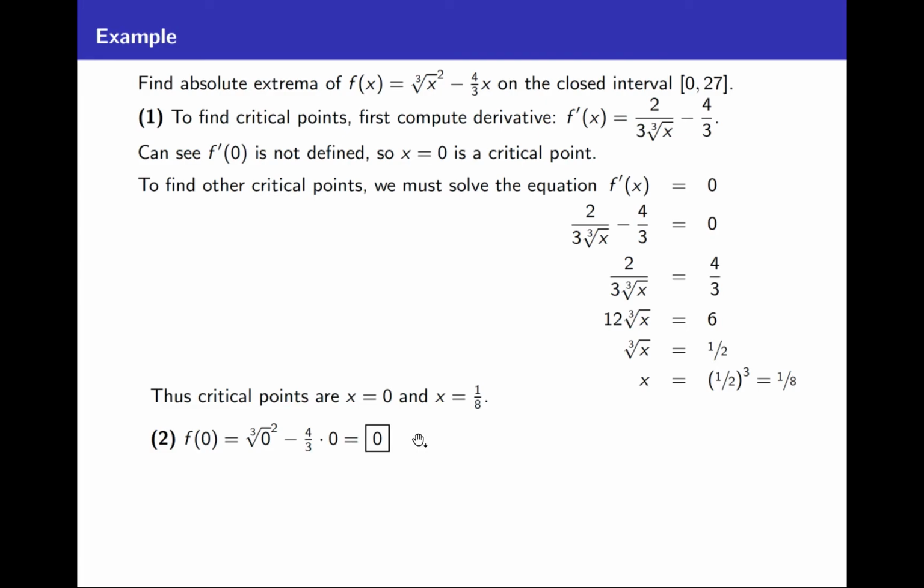We also have to compute f of the other endpoint, f of 27 is the cube root of 27 squared minus 4/3 times 27, which gives us negative 27. Notice at this point we're taking our critical points and endpoints and plugging them into, not the derivative, but actually f. We're interested in f. What's its maximum and what's its minimum?